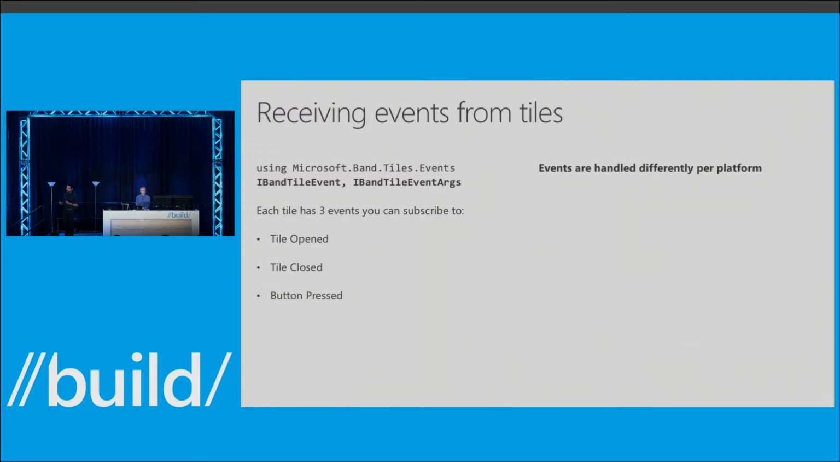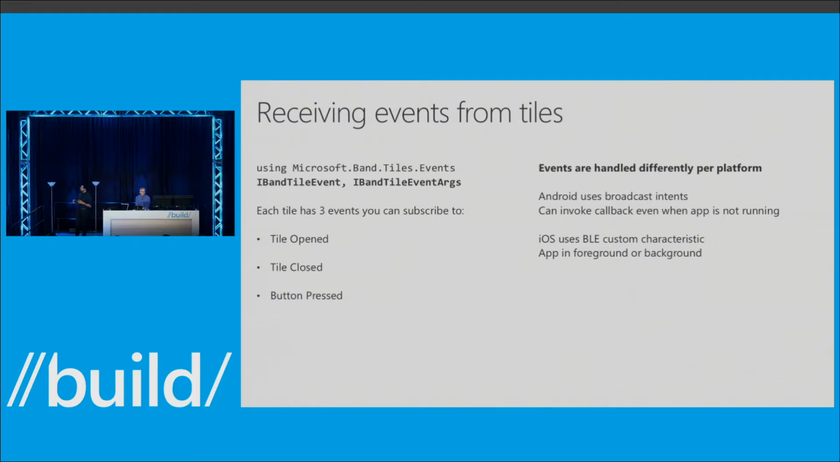A couple of things to remember here. Events are handled slightly differently per platform, and that's kind of the limitation that we have to work with when you're working across platforms. On Android, for example, we use broadcast intents. What that means is your app can be invoked even when it's not running, because the app has a registered intent, and our service can call that intent and get your code to execute. On iOS, we use a Bluetooth Low Energy custom characteristic. Essentially, that gives us a little more flexibility when the app is not in the foreground. Even if it is in the background, as long as the app has an active connection to the band, you can invoke the callbacks.